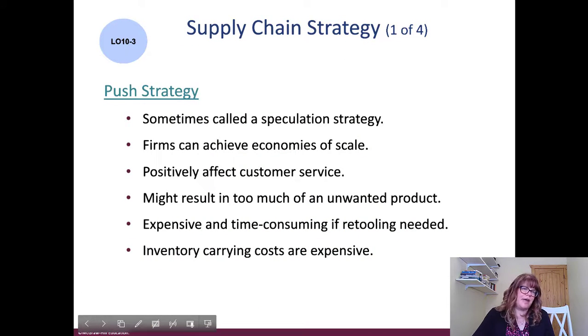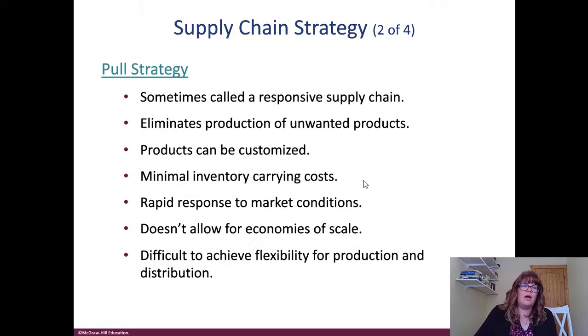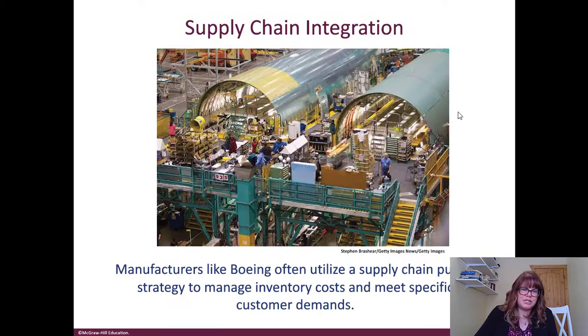So a push strategy is one in which a company builds goods based on a sales forecast, puts those goods into storage, and then waits for a customer to order the product. A pull strategy is one in which customer orders drive manufacturing and distribution operations. Here's supply chain management at Boeing.